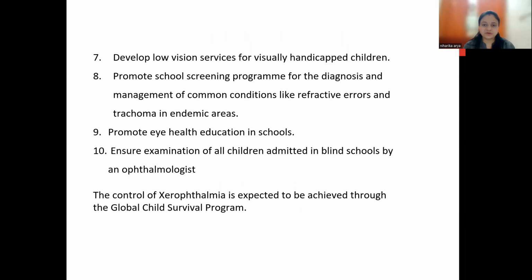Develop low vision services for visually handicapped children, promote school screening programs for the diagnosis and management of common conditions like refractive errors and trachoma in endemic areas, promote eye health education in schools, and ensure examination of all children admitted to blind schools by an ophthalmologist. The control of xerophthalmia is expected to be achieved through the Global Child Survival Program. So these are the activities which help in the prevention of the preventable causes of blindness.